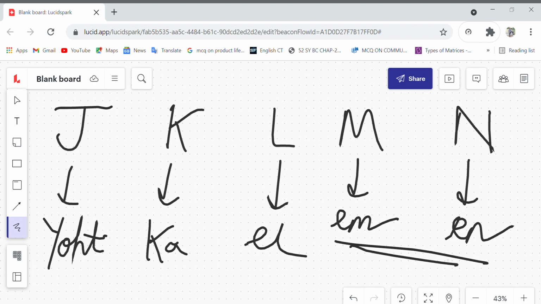So let me repeat. For J, it is Yot. For K, it's Ka. For L, it's L. For M, it's M. For N, it's N. So let's move ahead.